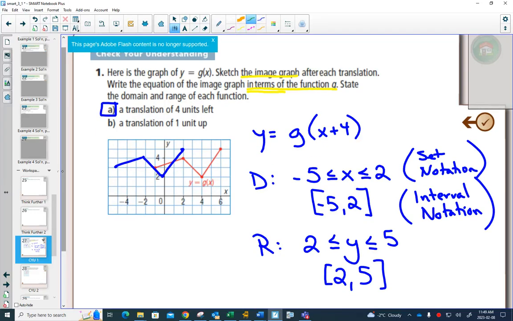And for B, we'll do B in green. Translation 1 unit up. I just take all of those red points, shift them 1 unit up, connect the dots, and draw my new green graph. The equation for my green graph. Now, in terms of G, up and down is outside of the function, so it'll be G of x plus 1. So again, that's written in terms of G.